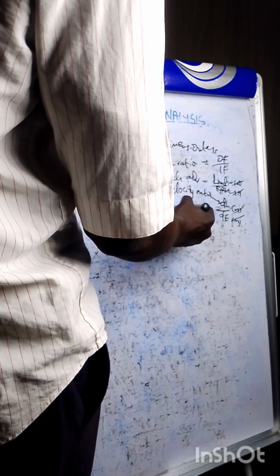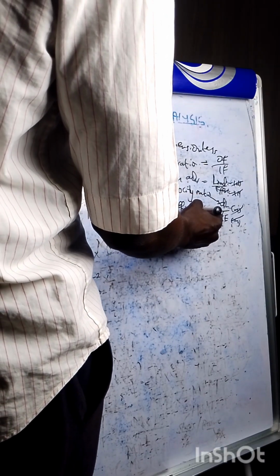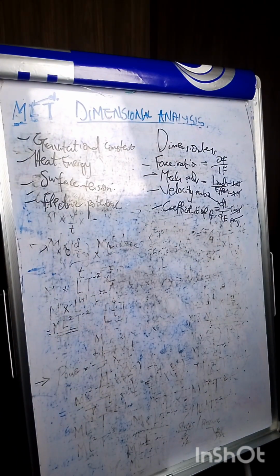So we have that of our coefficients, our coefficient of friction, and many more. So these are quantities that are what? Dimensionless.